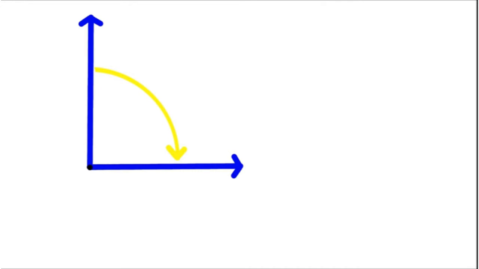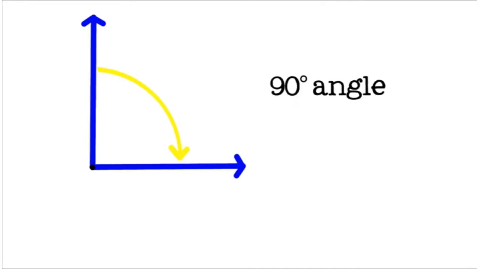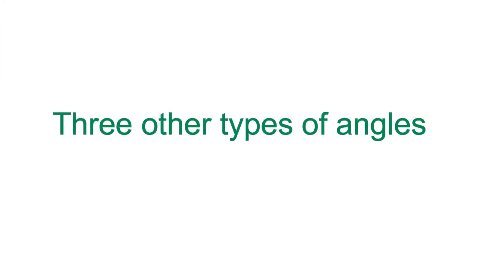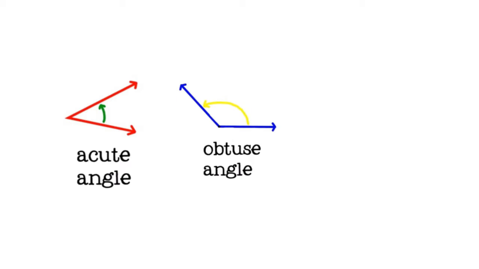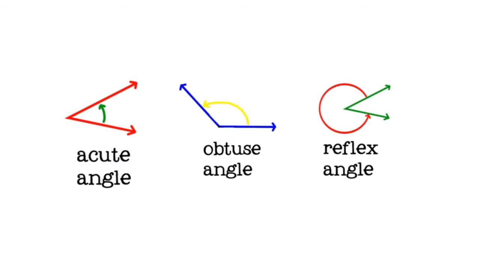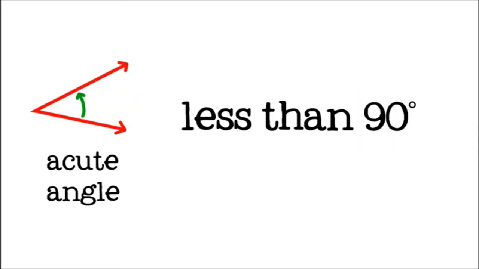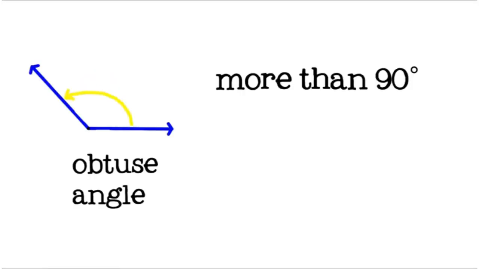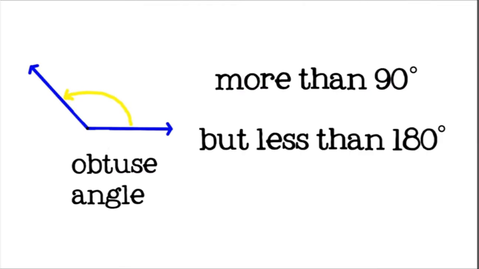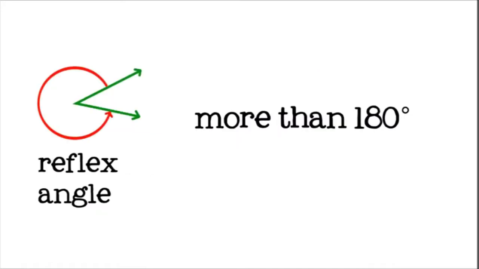1/4 of a turn is 90 degrees. This is called a right angle. There are three other types of angles: acute, obtuse, and reflex angle. An acute angle is one that is less than 90 degrees. An obtuse angle is one that is more than 90 degrees but less than 180 degrees. A reflex angle is one that is greater than 180 degrees.